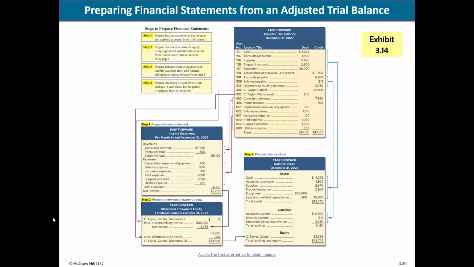So this slide here shows us, based off of those 4 steps, exactly how the income statement, balance sheet, statement of cash flows and statement of retained earnings are all created based off of the balances from our adjusted trial balance. And that's how we prepare our financial statements for the end of each year.